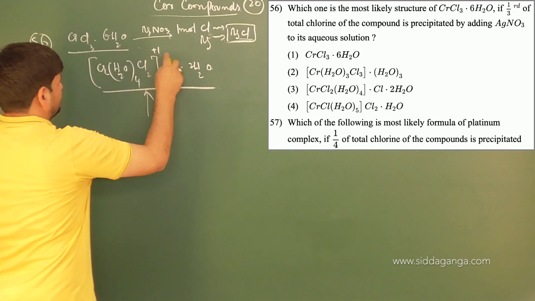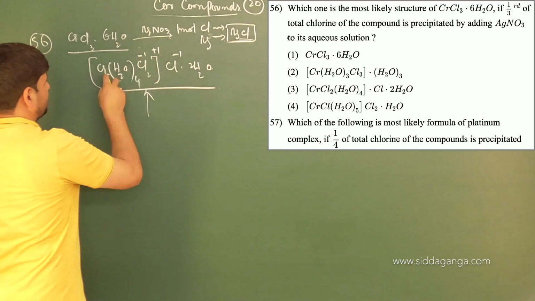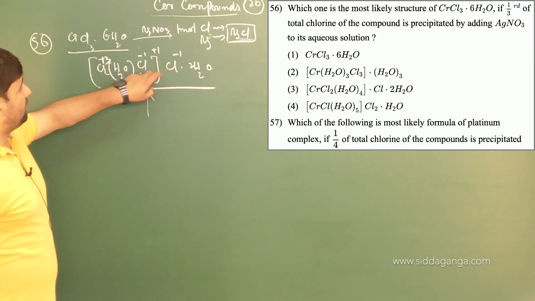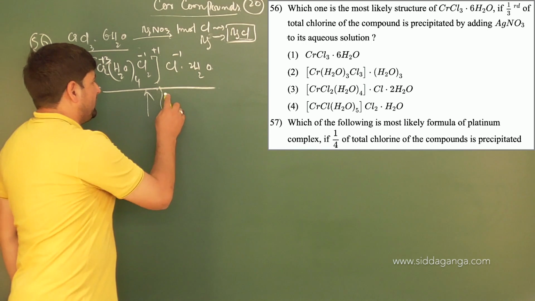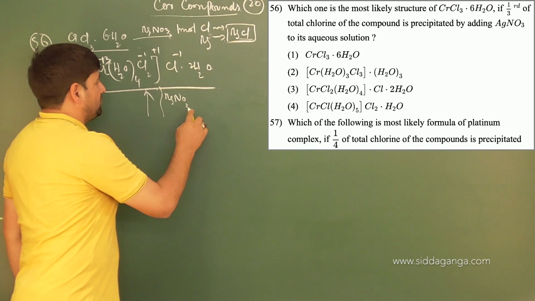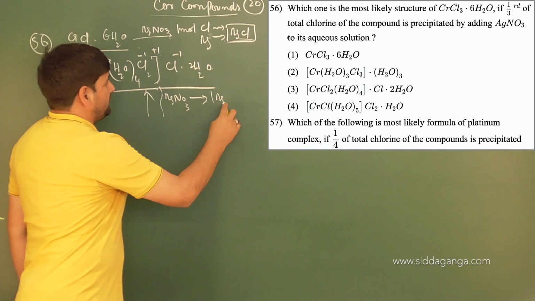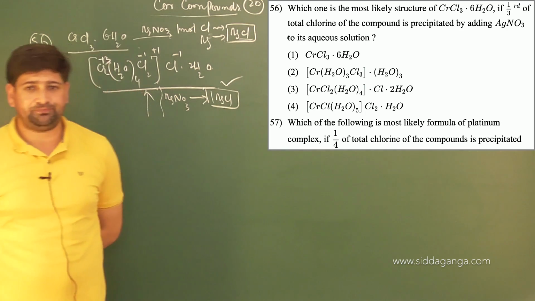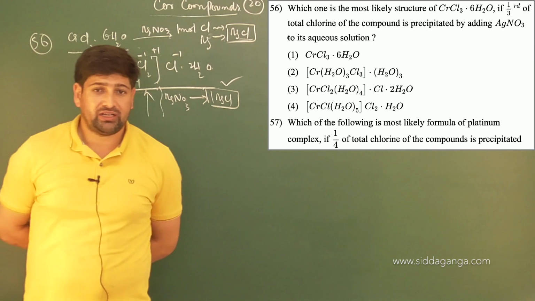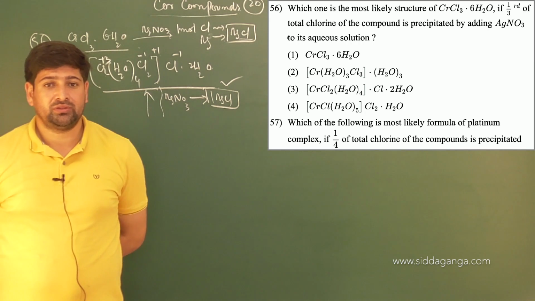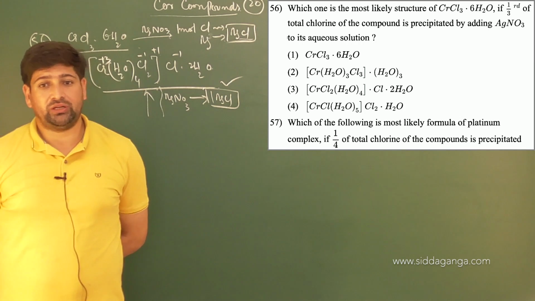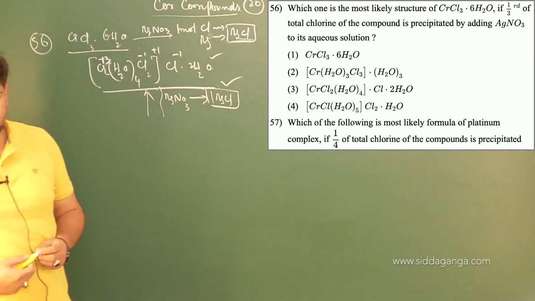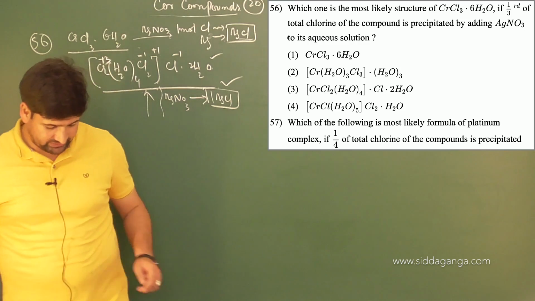Charge of the complex will be +1. This is -1. Chromium will be in the +3 oxidation state on the whole. So you will get 1 free chlorine. When you treat this with silver nitrate, AgNO3, you will get 1 mole of AgCl. So the correct answer will be [Cr(H2O)4Cl2]Cl·2H2O, with Cl outside and two water molecules. That's it. This will be the formula of the complex. So that's option, which one? Option 3 will be the correct option for this.